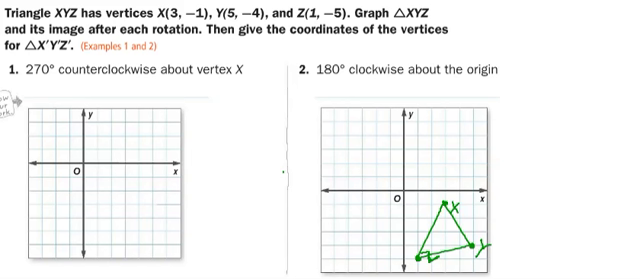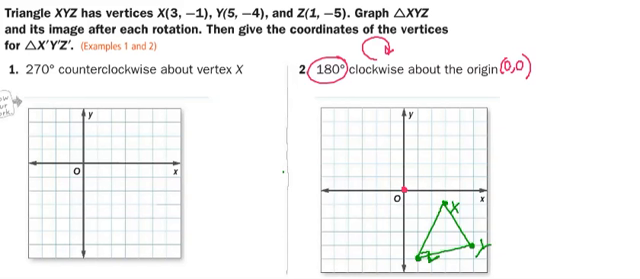If you look at the instructions, it says that we will be rotating 180 degrees clockwise, so that's in the direction of a clock, as I just drew, about the origin, which is actually 0, 0. So let's plot that origin. That's the center of rotation. Okay? Let's begin by rotating the point x.